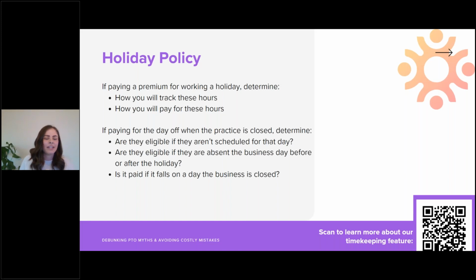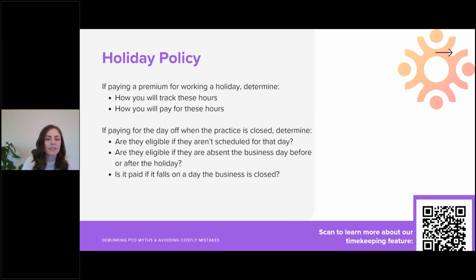So what should you have in your holiday policy? If you do decide to pay a premium for working on a holiday, whether it's time and a half, double time, however you want to structure that, you want to clearly outline how you're going to track these hours and how you're going to pay for these hours. So make sure that you have a system in place there.